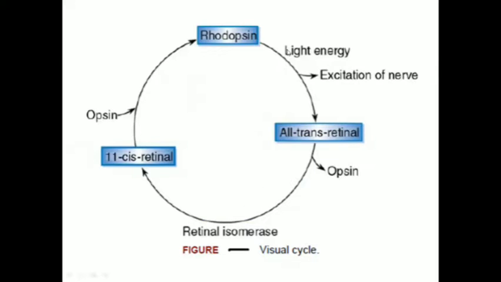Rhodopsin, under light energy, splits into all-trans retinal and opsin. Then this all-trans retinal, under the action of the enzyme retinal isomerase, again gets converted into 11-cis retinal. Then this 11-cis retinal combines with opsin to form rhodopsin. So this cycle is the visual cycle.